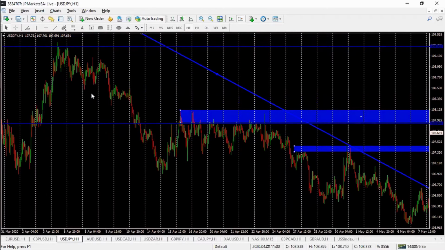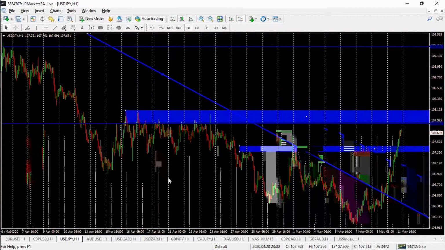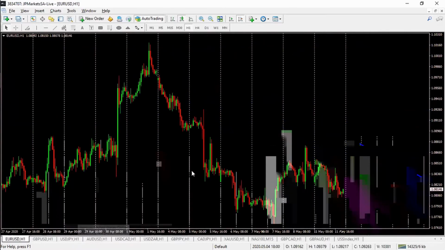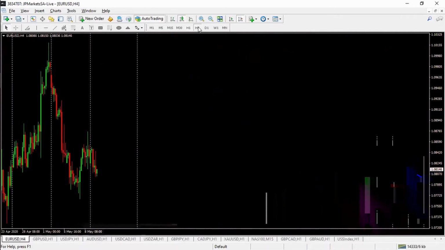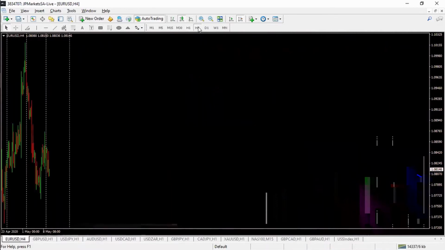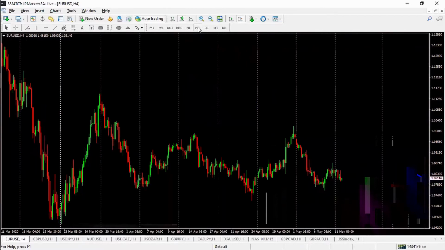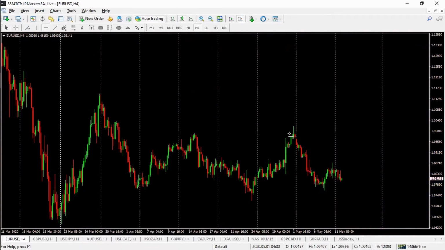So now we can move to another one, which will be Euro USD. Euro USD, we're gonna do the same, start on a higher time frame. And when I'm on a higher time frame, I usually start with the 4-hour time frame, where we can already see there's a structure on this level right here.